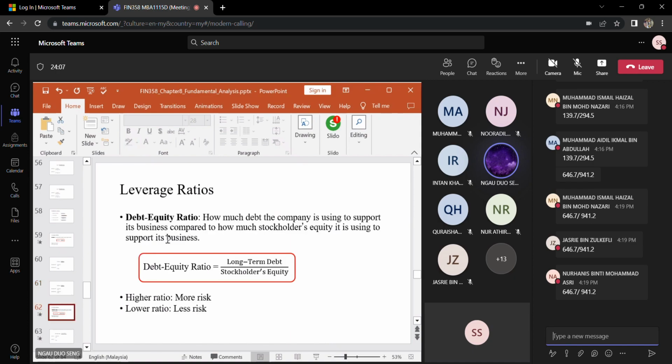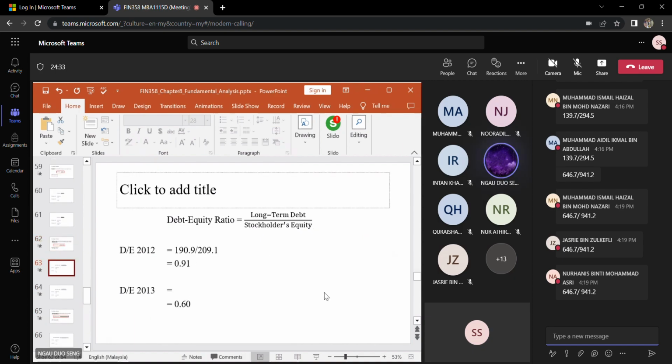Next, we have debt equity ratio. How much debt the company is using to support its business compared to how much stockholders' equity is used to support the business. So we have long-term debt divided by stockholders' equity. So again, same as this one: higher ratio is risky, lower ratio is less risky. And so you calculate for year 2013.